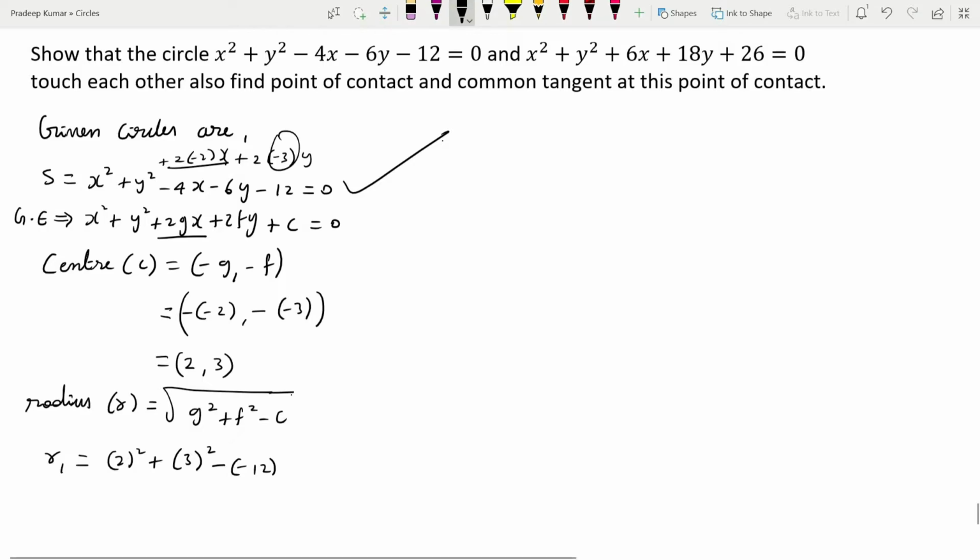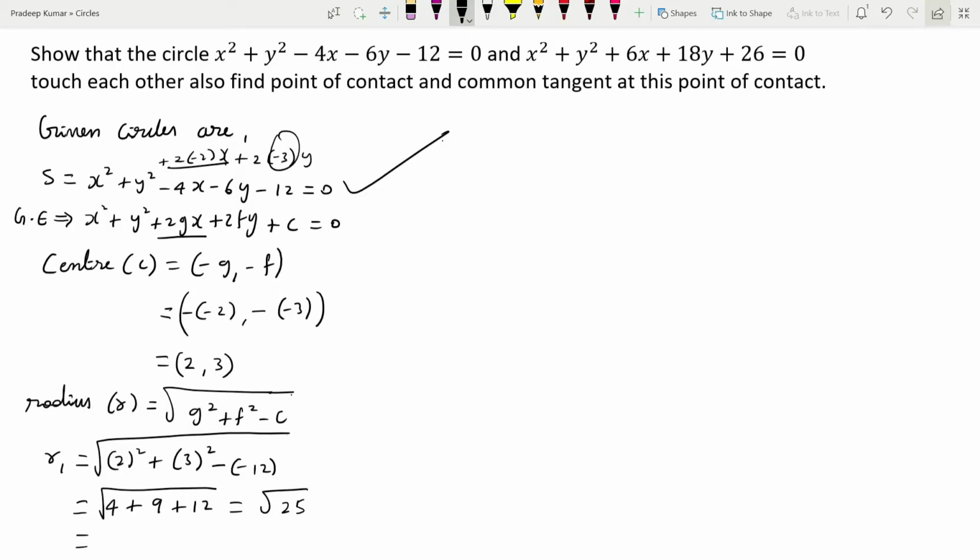So now we'll even write the root also. We'll be getting this as 2 square is 4, 3 square is 9, this is minus into minus, it was plus 12. So we will add all these values, 4 plus 9 plus 12, and we'll be getting root 25. Root 25 in the sense, the r value, that is radius 1, we'll be getting the radius as 5. So we got the center as (2, 3) and the radius as 5 for the first circle.